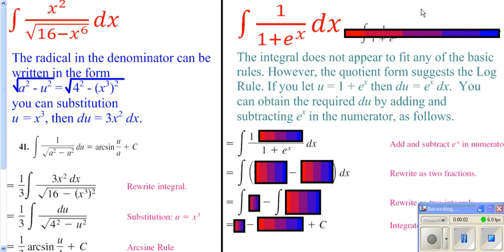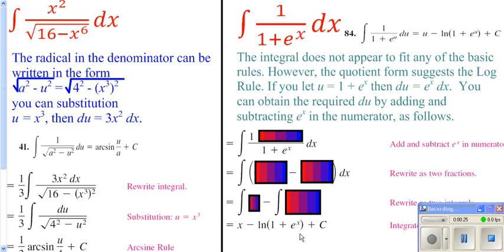Well, with this one here, you might realize this matches perfectly with the formula. Yes, it does match perfectly with the formula. If you did choose to use that formula, you would realize your u corresponds to x. So then you would get an x instead of this u here. Then you go natural log of your 1 plus e to the x plus c.